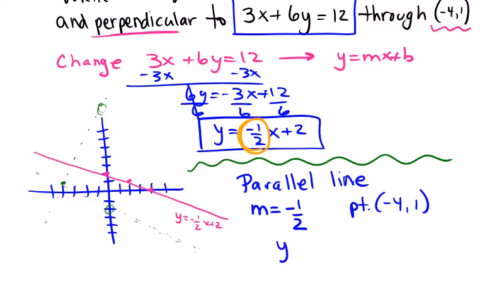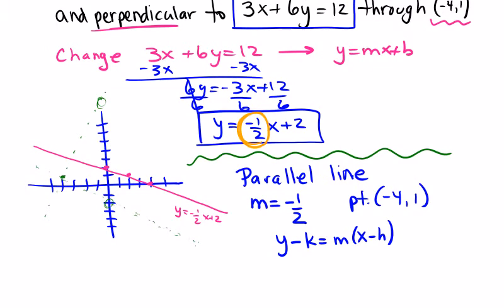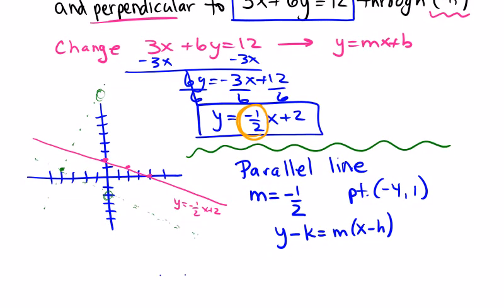So I'm going to use that point-slope form: y minus k equals m times (x minus h). This is the formula that we gave you yesterday when writing equations of lines. So that means we are going to have y minus 1 equals -1/2 times (x minus -4).